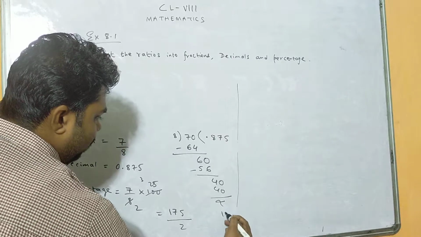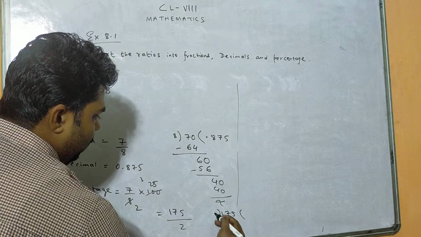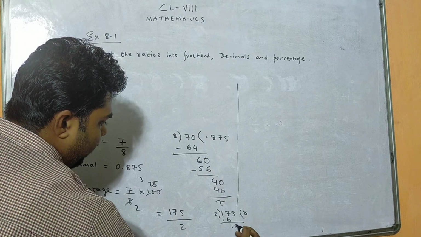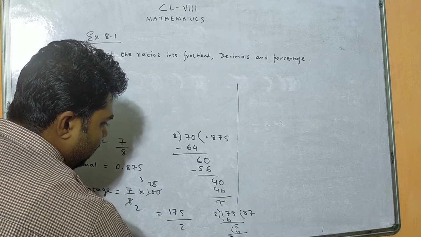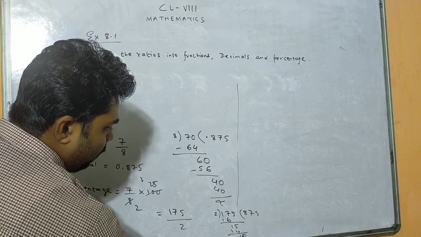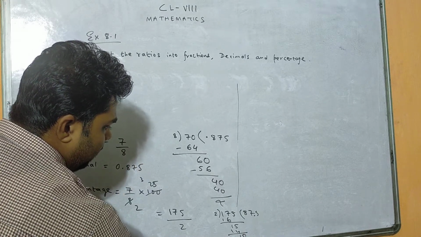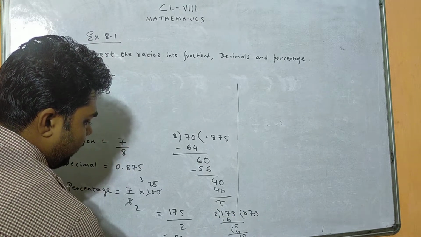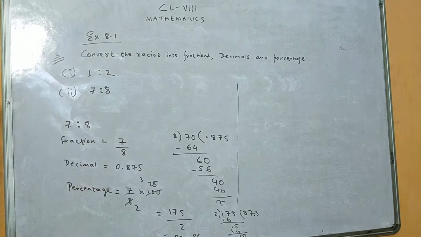Now what will be our percentage then? We have to divide this one. 175 we have to divide by 2. 2 8 is 16, 1 5 2 7 is 14, 1 0 2 5 is, if I have to put here point, 2 5 is 10, right? So what will be our answer? Our answer is 87.5%. So this is our required answer.